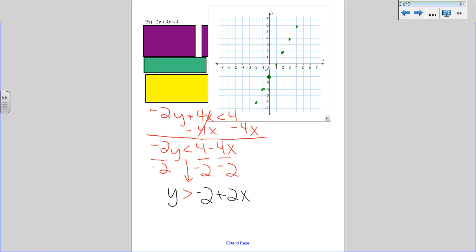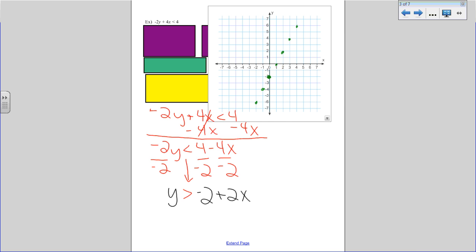Now I need to notice I made a bunch of dots. I haven't done any connecting. I haven't drawn anything in because I need to know whether it's a solid or a dashed line. Alex, is it going to be solid or dashed? How do we determine that? No, they're all going to be straight lines. Nothing's going to be jagged.